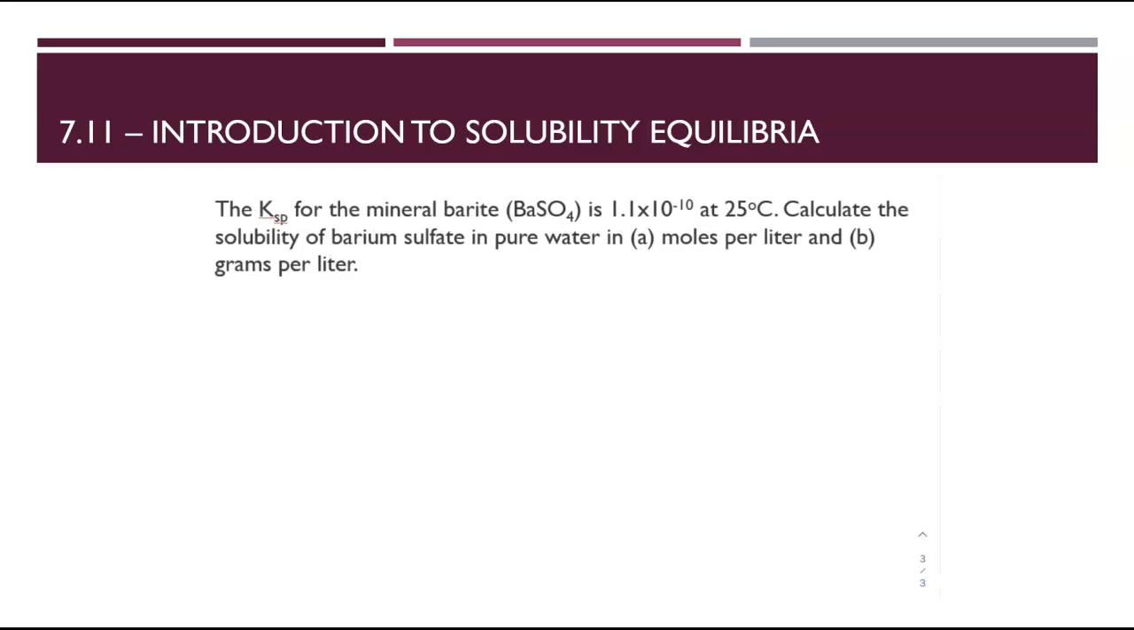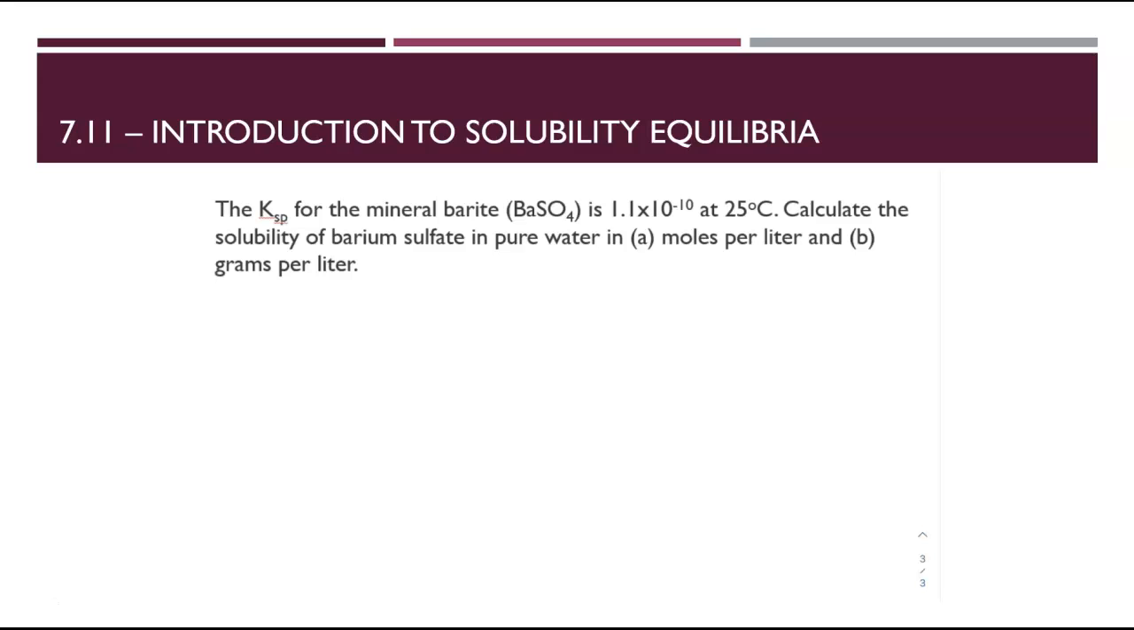This question has us looking at the mineral barite, BaSO4, barium sulfate. We are told that the KSP value is 1.1 times 10 to the negative 10th at 25 degrees Celsius. The question asks us to calculate the solubility of barium sulfate in pure water in 2 units, moles per liter and grams per liter. When it asks us to calculate the solubility, especially when we're given the KSP, what it wants to know is the concentration, in terms of moles per liter and grams per liter.